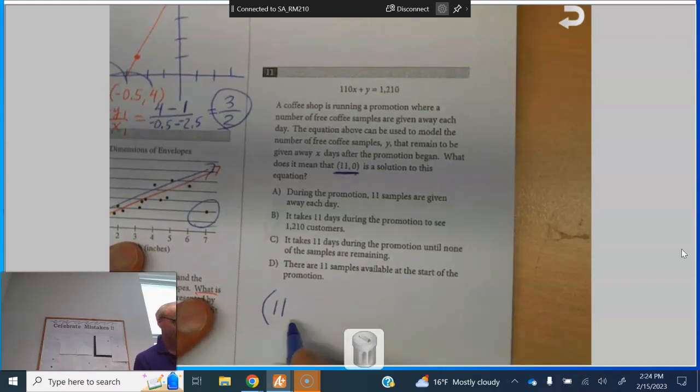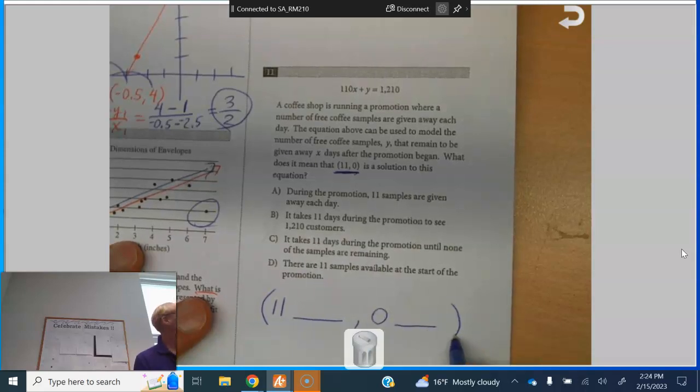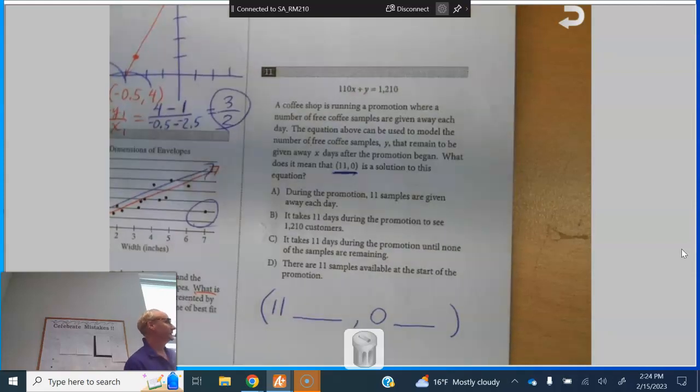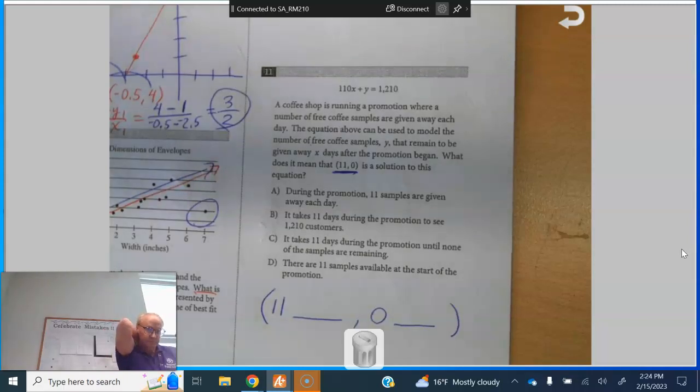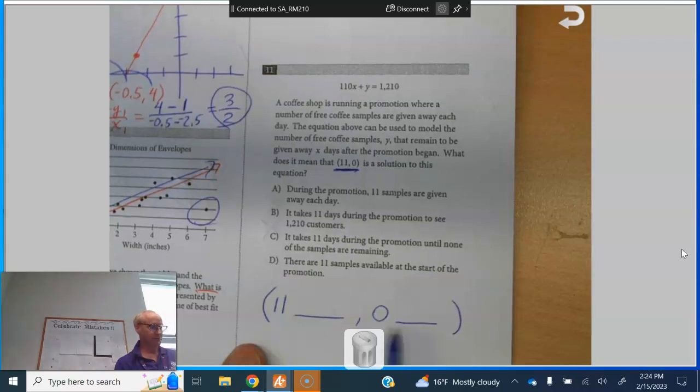11, it's not dogs, by the way. And 0, something. If you label them, you'll know the answer, I promise. Try it. These are the X's, these are the Y's.